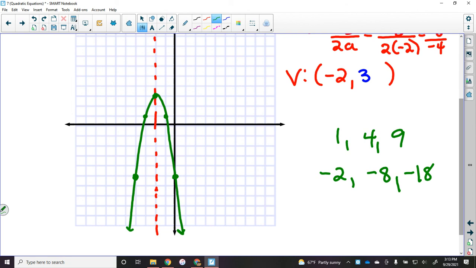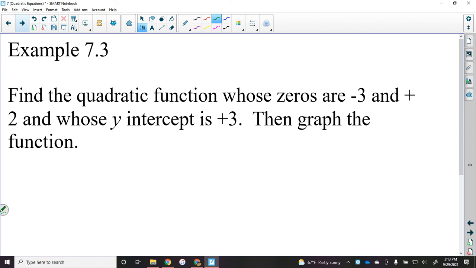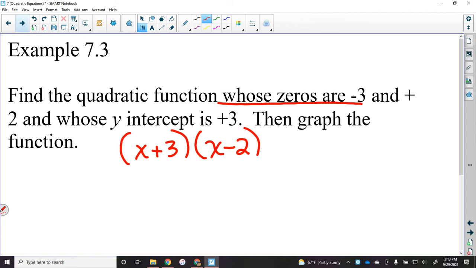Well, let's look at it. Okay, so guys, you're supposed to find the quadratic equation if these are your zeros. We just work backwards. If your 0 is -3, then didn't the factor have to be x plus 3? And if it's +2, the other factor is x minus 2. Okay, and the y-intercept is +3, but we don't add +3. These are the zeros, that's all we have, okay?